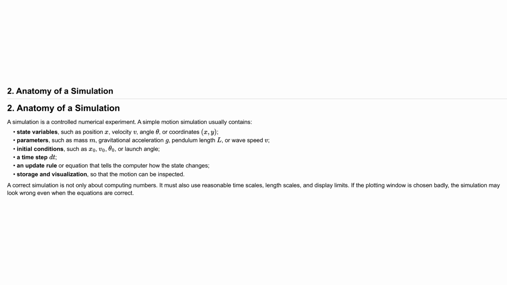Let us look at the foundational anatomy of a simulation, which is essentially a controlled numerical experiment. Every standard motion simulation requires tracking state variables, setting fixed physical parameters, defining initial conditions, choosing an appropriate time step, establishing a mathematical update rule, and setting up visualization boundaries. A simulation is only as good as its display limits. If your plotting box is poorly sized, even perfectly correct equations will look entirely wrong.